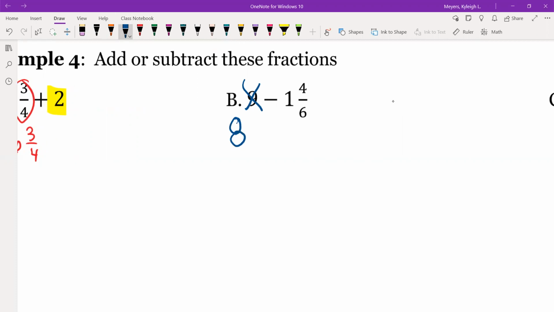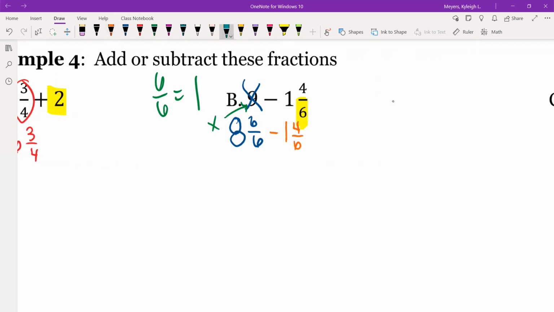So I'm going to take that extra 1, that would make it 9, and turn it into a fraction and make it 6 over 6. And I chose 6 because the denominator over here is 6. So again, remember that 6 over 6 equals 1, and then 8 plus 1 gives us 9, right? So we just turn that 9 into 8 and then a 6 over 6. So that way we can still subtract the 1 4/6.